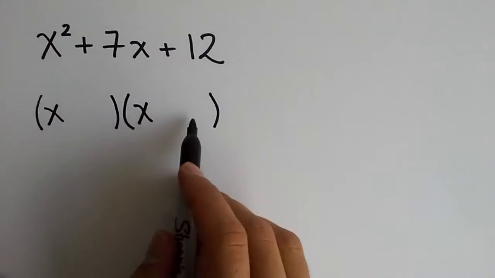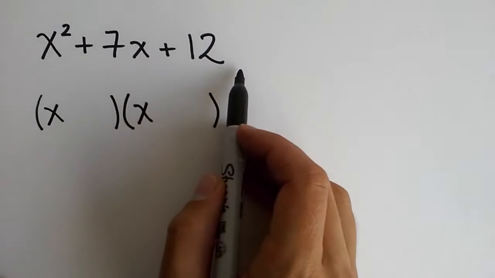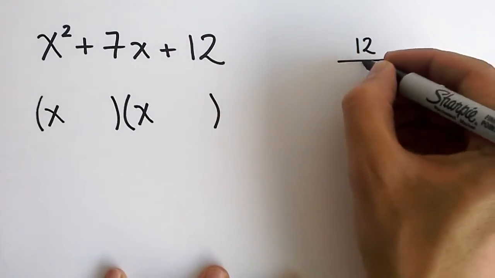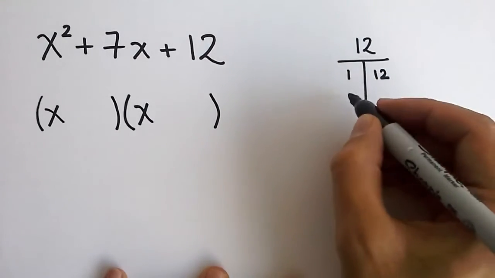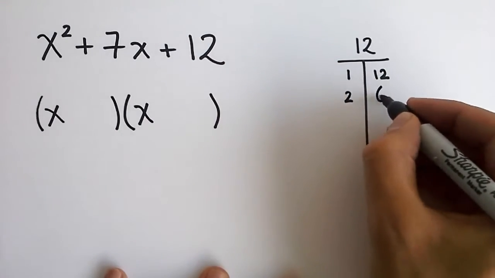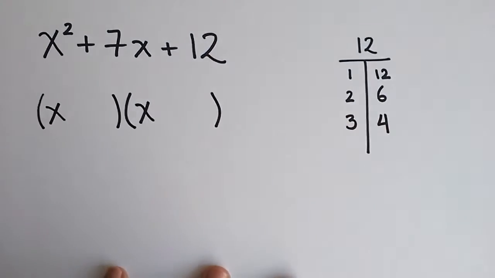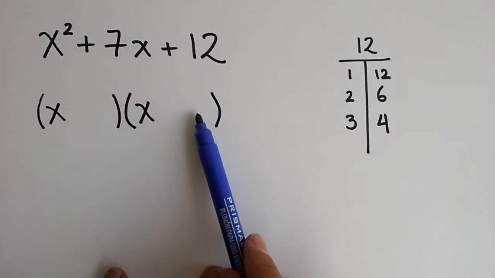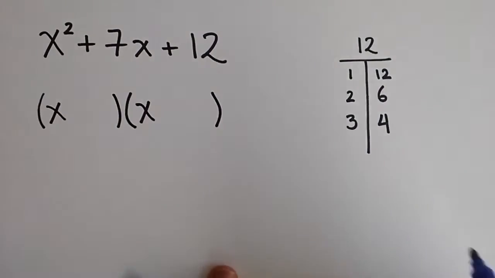Now, for the second terms of each parenthesis, we want to put numbers that multiply up to 12. But if you check out the factors of 12, there are several pairs that achieve that. You can think of 1 and 12, you can think of 2 and 6, and you can think of 3 and 4. Now, which of these 3 pairs should you choose to put down here in your parentheses? There's a small test that you can do just to determine that.